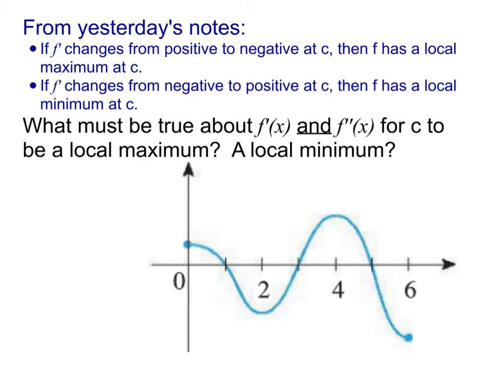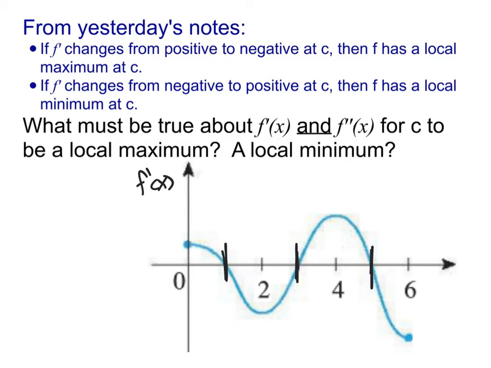So from yesterday's notes, we have all this stuff up here in blue. That's the stuff we just used to answer that question. But now, what can we use about the first derivative and the second derivative in order to know where c would be a local maximum or a local minimum? Remember this graph here, this is the graph of f prime of x here. So, we know what's true about the first derivative, right? Remember, we knew that it happened where the first derivative was 0.